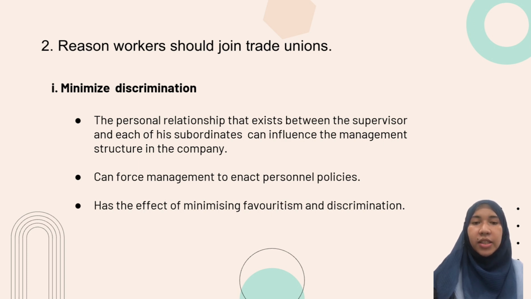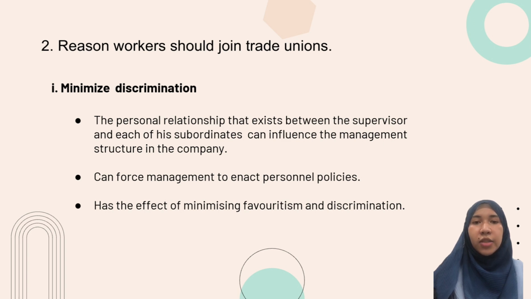First is minimize discrimination. The personal relationships that exist between the supervisor and each of its subordinates can influence the management structure in the company. Therefore, there is a possibility of favoritism and discrimination. For example, decisions on salary, work, transfer, promotion, and others. These are highly subjective terms.